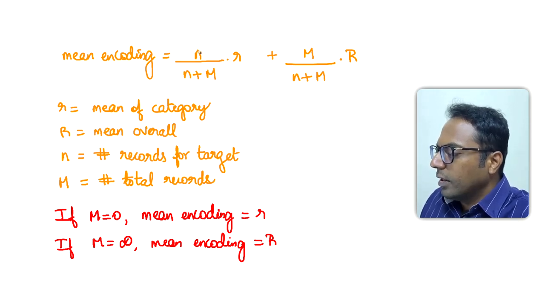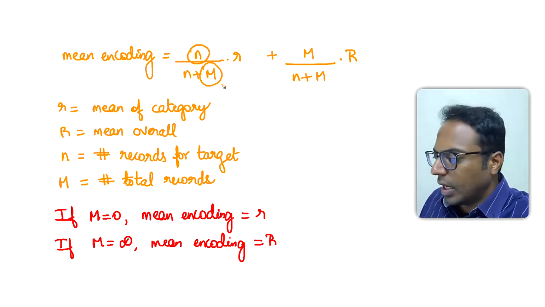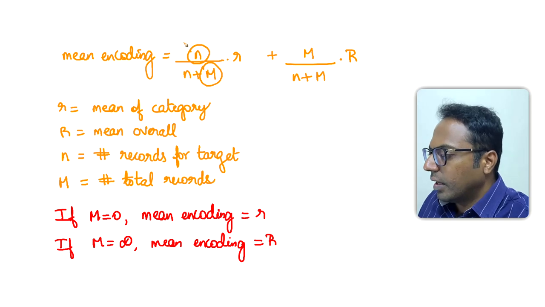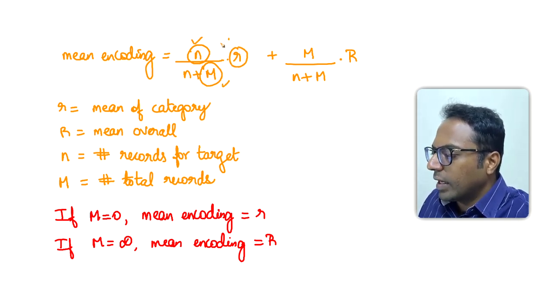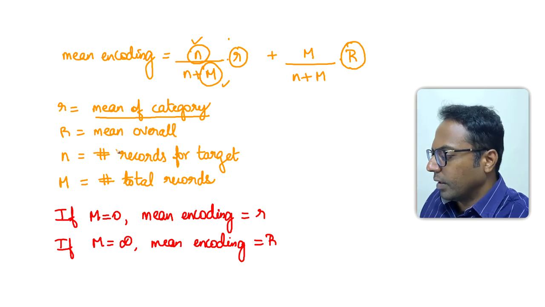So now, applying this to mean encoding in terms of category encoders, this is going to be the formula. Exact same formula: the number of observations of that particular category, and M is the total number of observations. R would be the mean of that particular category value. That would be the small r. Capital R is the overall mean.